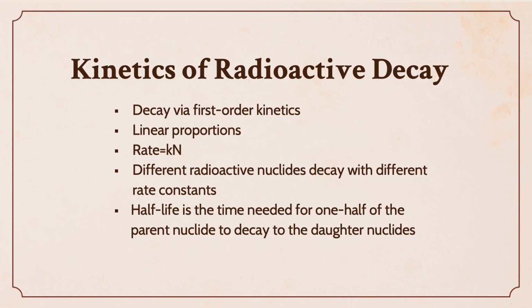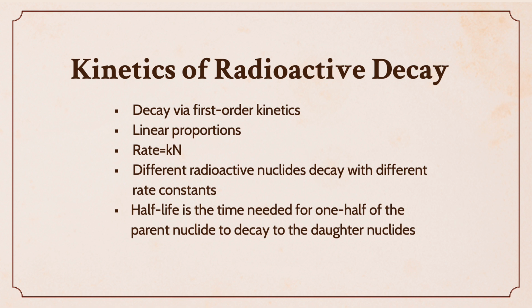Let's talk about the kinetics of radioactive decay. So, chemical kinetics deals with how fast or how slow reactions occur. All radioactive nuclei decay via first-order kinetics, meaning the rate of decay is directly proportional to the number of nuclei present. So there's linear proportions. We can write an equation, rate equals kN, where k is the rate constant and N is the number of radioactive nuclei.